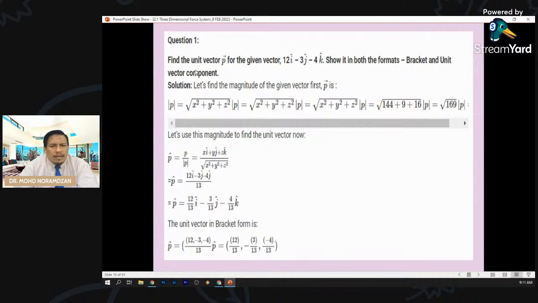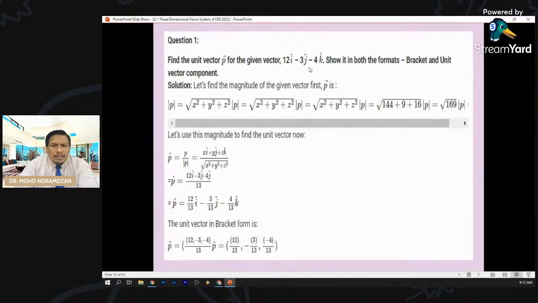Find the unit vector p for the given coordinate 12i minus 3j minus 4k. Show it in both formats, bracket and unit vector. Let's find the magnitude of the given. How do we find this magnitude? We take the square root of x squared plus y squared plus z squared. So we can find the magnitude of this coordinate.